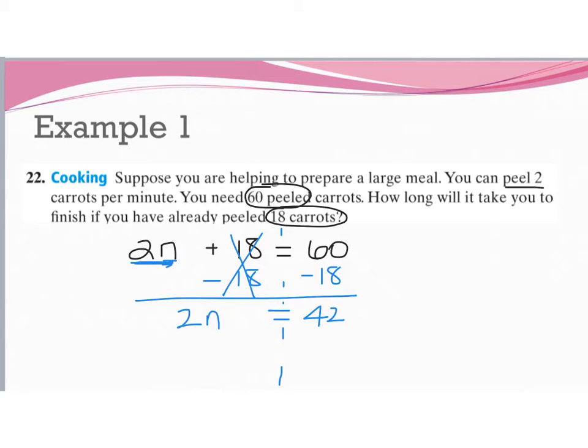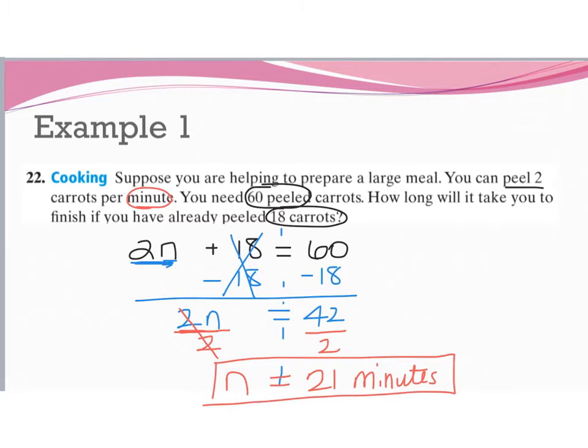So now I'm a little bit closer to having n by itself, but I still have this 2 that is attached to it. So in my head I say, how is 2 attached to n? In this case, it's really 2 times n. So to undo my multiplication, I'm going to divide by 2. If I divide by 2 on the left side of the equal sign, I also have to divide by 2 on the right side. Here my 2s are going to cancel out, and it's going to leave me with n. And 42 divided by 2 gives me 21. So because n is measured in minutes, I can see that it's going to take me 21 minutes to get my 60 carrots peeled if I already have 18 peeled and I can peel 2 carrots per minute.